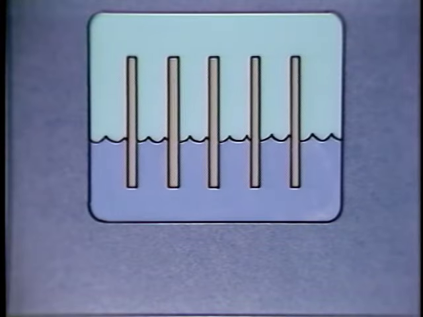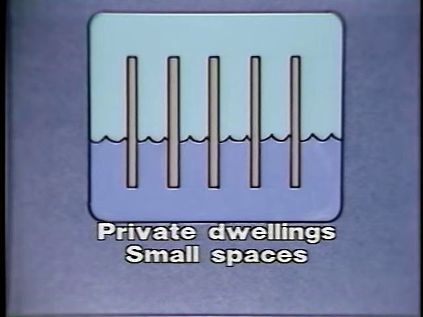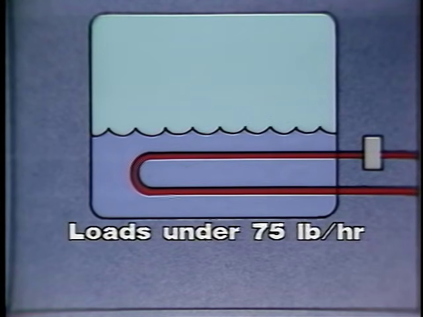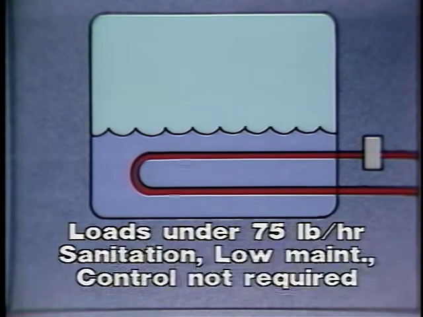Ultra-low capacity wetted element systems have no application outside of private dwellings or similar small spaces where the humidification load is very small. The evaporative pan method is suited to commercial and industrial applications with loads under 75 pounds per hour, where sanitation, low maintenance frequency, or precise control are not required.